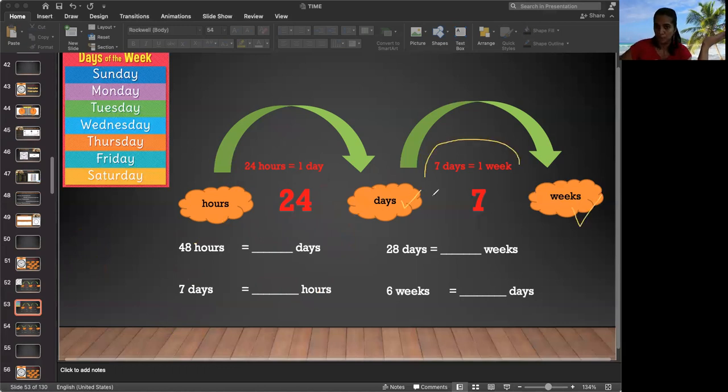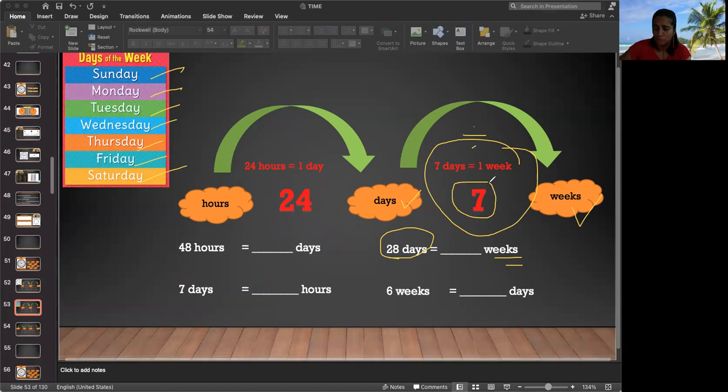Okay, now let's look at our next conversion here, which is from days to weeks. Now you all know we have 7 days in a week. These are your days: Monday, Tuesday, Wednesday, Thursday, Friday, Saturday, Sunday. Now what if they give you 28 days and ask you how many weeks that is?